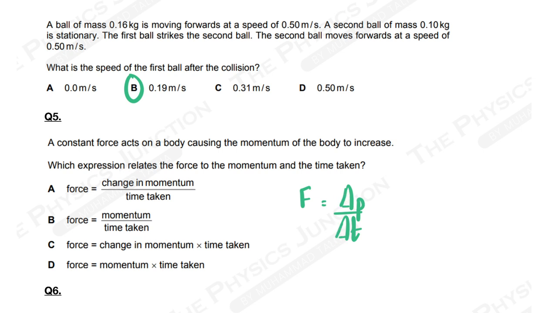So this looks like the first one. Change in momentum over time taken, not just momentum over time taken. It's a change in momentum divided by the time in which that change in momentum occurs.